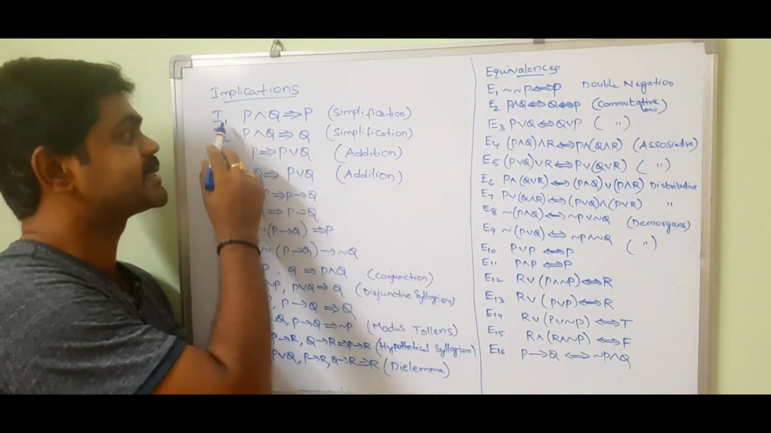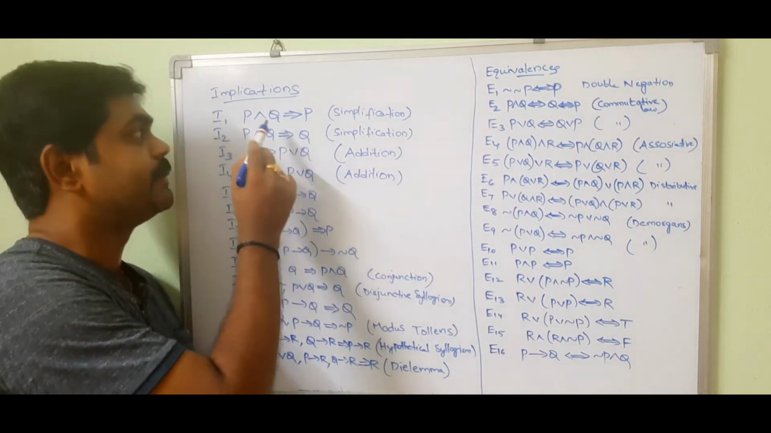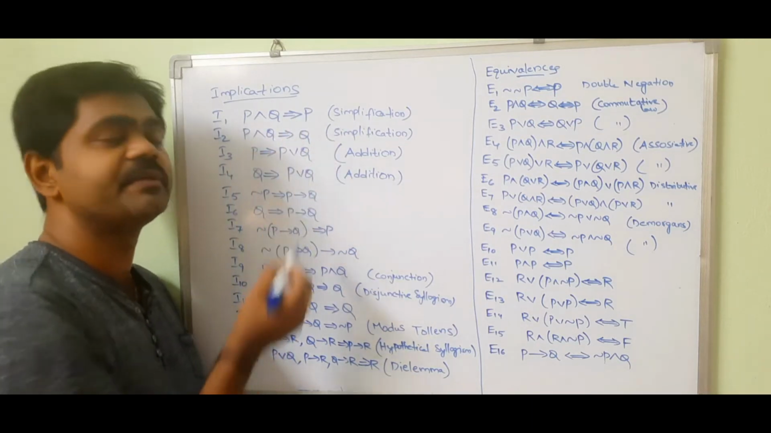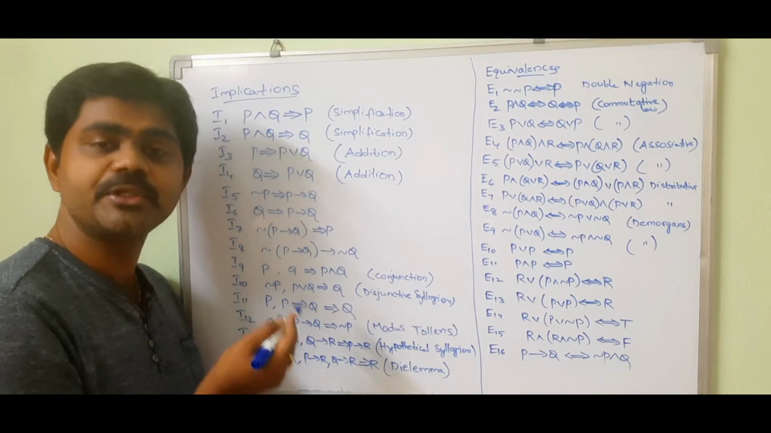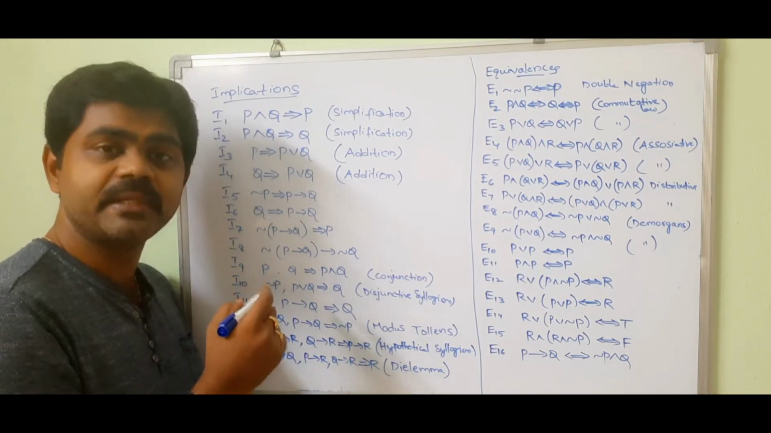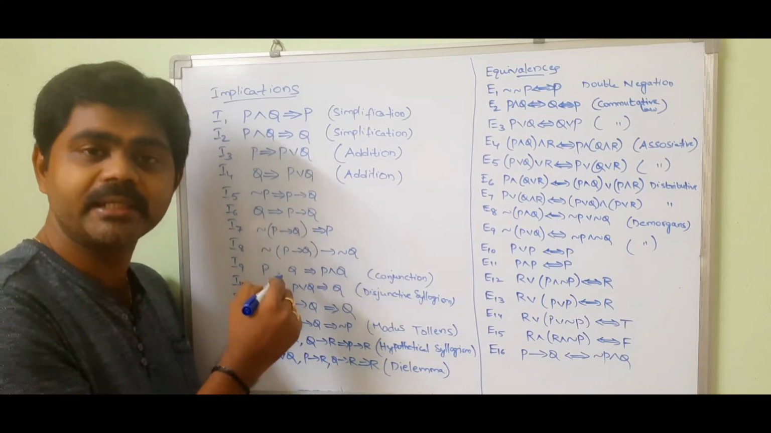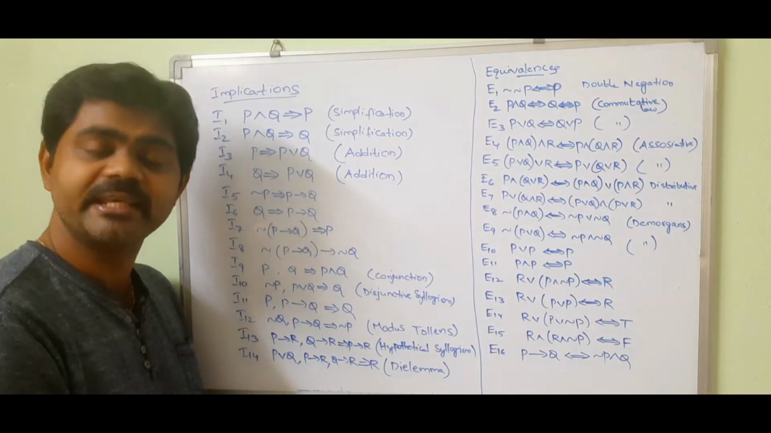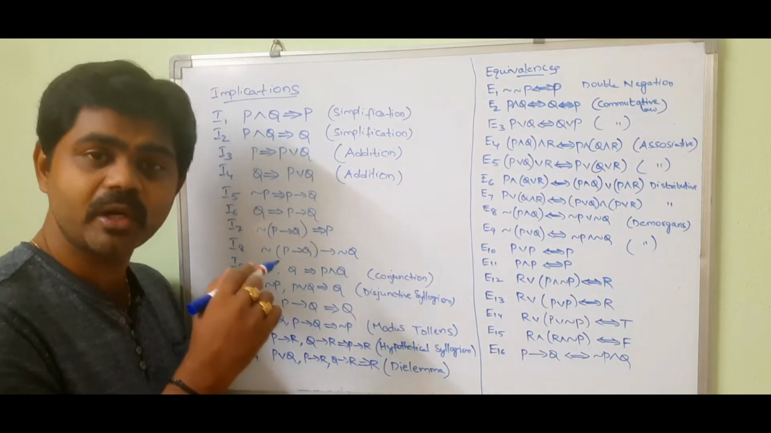Okay, so the first one is I1, that is the simplification rule: P and Q implies P. This is the simplification rule, which is I1. So you should remember this. While solving problems, we'll simply write by rule I1 or by rule I10 or by rule I11, like that. At the same time, equivalence rule E5 or equivalence rule E6. So you should know all these things.